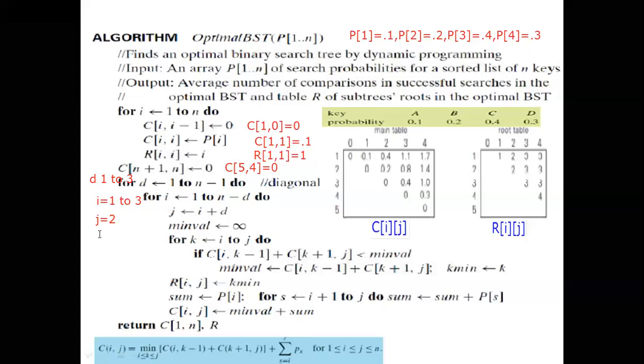Now the minimum value will be infinity, and you can understand why the minimum value is required. I will explain. See, this is the formula we studied here: C of i, k minus 1, plus C of k plus 1, j. And here this sigma value is common for both. I hope it's clear. That is why the sigma value we are going to add at this particular time. Sum of is equal to P of i.